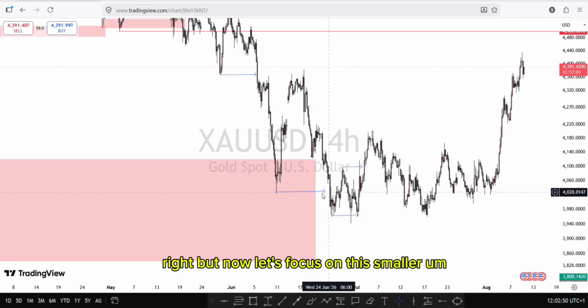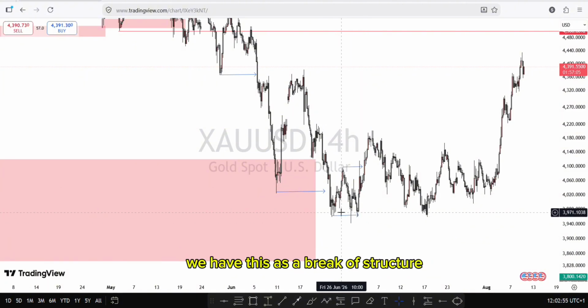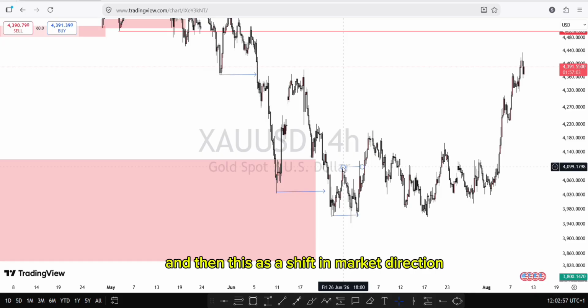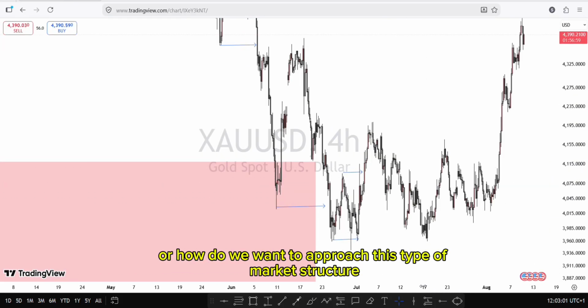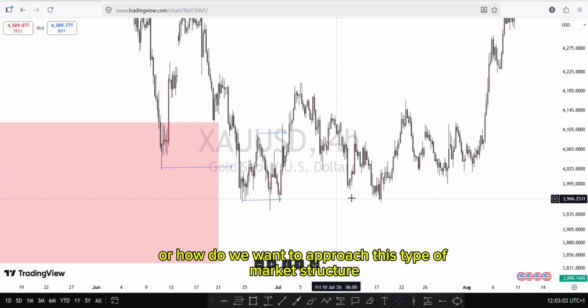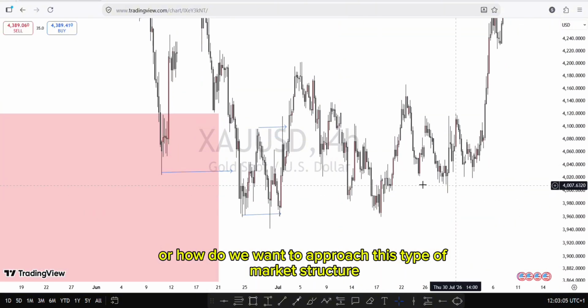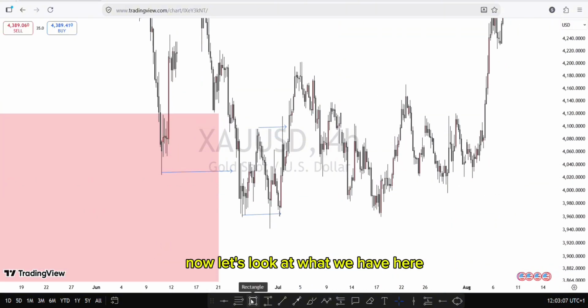But now let's focus on this smaller shift in market direction and break of structure. We have this as a break of structure, and then this as a shift in market direction. And then how do we want to pick an entry, or how do we want to approach this type of market structure? Now let's look at what we have here.